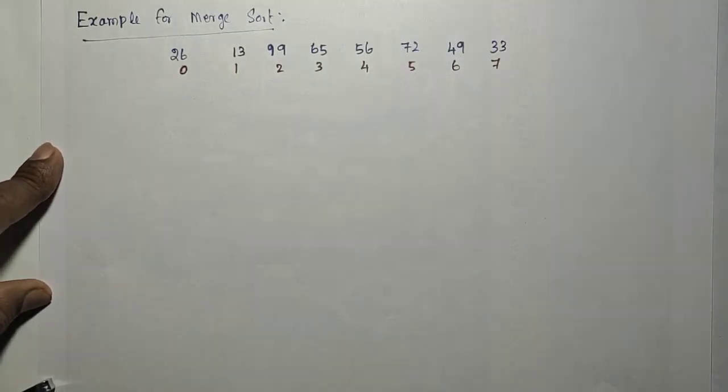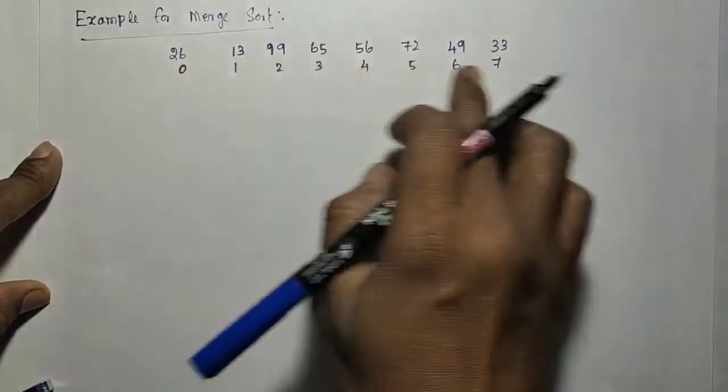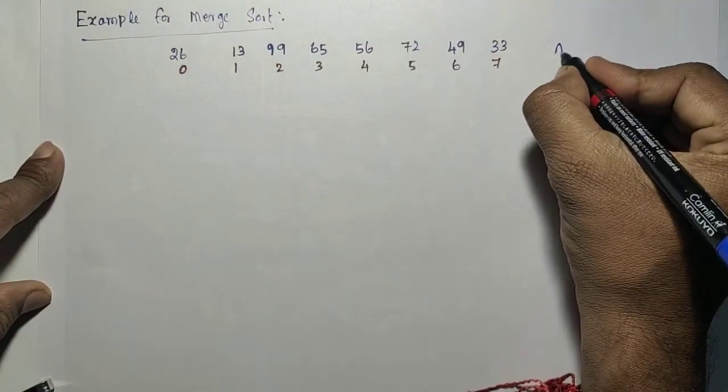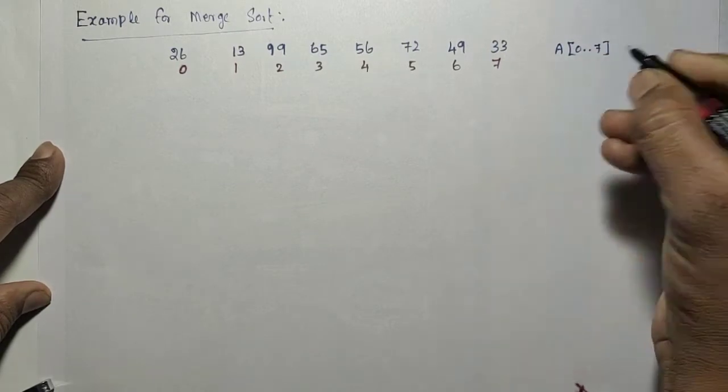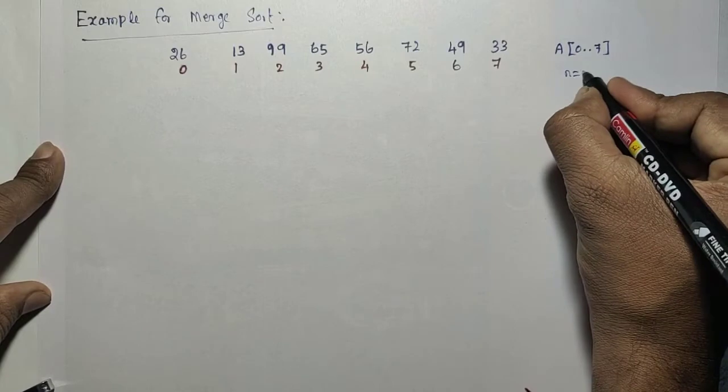In this session, we will discuss an example for the merge sort algorithm and the analysis of the merge sort algorithm. Consider this example, an array of elements A, which contains the elements from 0 to 7. It means that n equals 8.